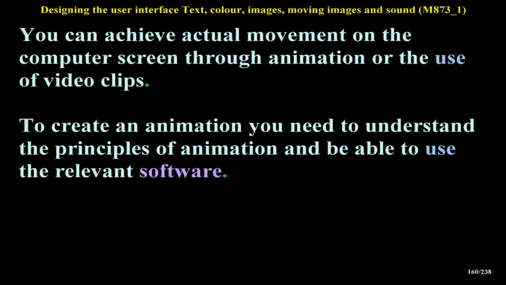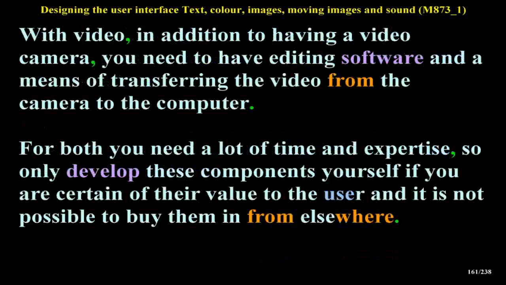You can achieve actual movement on the computer screen through animation or the use of video clips. To create an animation, you need to understand the principles of animation and be able to use the relevant software. With video, in addition to having a video camera, you need to have editing software and a means of transferring the video from the camera to the computer. For both you need a lot of time and expertise, so only develop these components yourself if you are certain of their value to the user and it is not possible to buy them in from elsewhere.